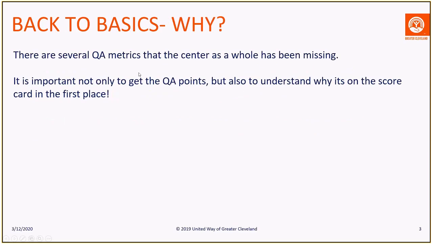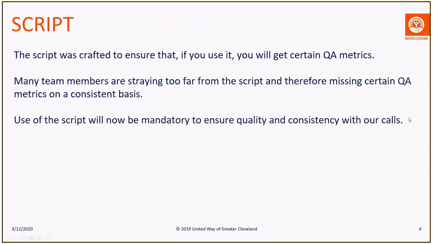So I kind of already explained this a moment ago. There are several QA metrics that the center as a whole has really been missing the mark on. And you know, some of these basics are important not only to get the QA points, but also we want to make sure that you understand why some of these things are on the scorecard in the first place. So the first segment of today's webinar is going to be about the script.